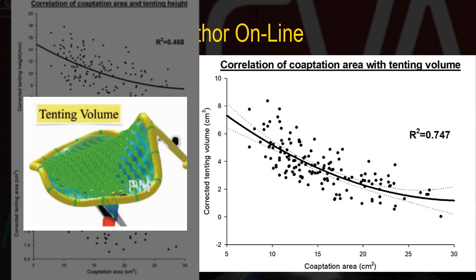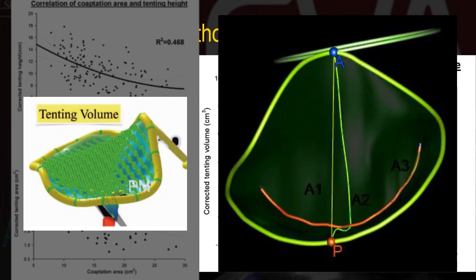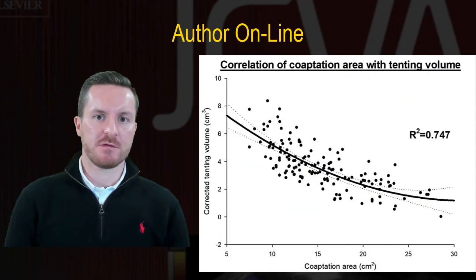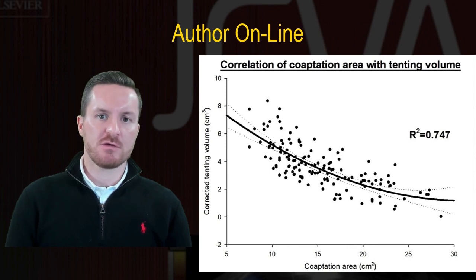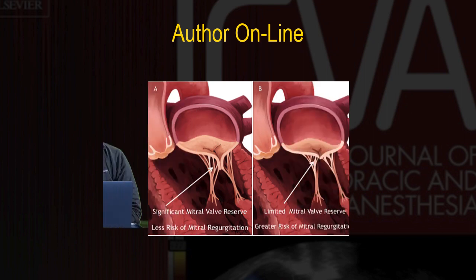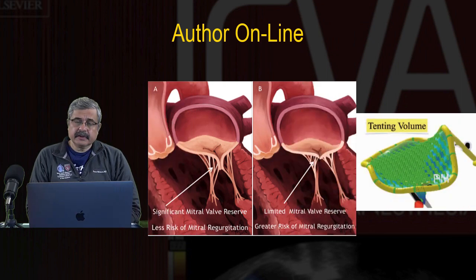And this is quite predictable, given that tenting height and tenting area are two-dimensional measurements and are representative of a single tomographic plane, whereas tenting volume is representative of the entire surface of the mitral valve, and it represents the entire topography of the mitral valve. So it's only natural that tenting volume is most closely related to changes in coaptation area. So the next question is, what is the clinical significance of this study, and are there any future implications of this finding of reduction of coaptation zone and its association with tenting volume?